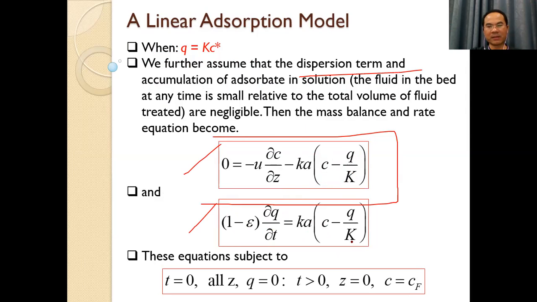For these equations, we use the following conditions. At T equal to 0, along the length or height of the bed, Q equals 0. That means at the start, there is no solute on the adsorbent surface. At T greater than 0, at the inlet, Z equals 0, C equals C feed. These are the conditions used to solve these two equations.